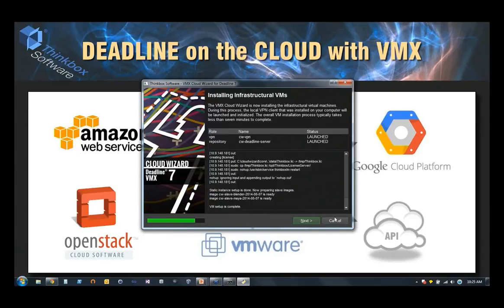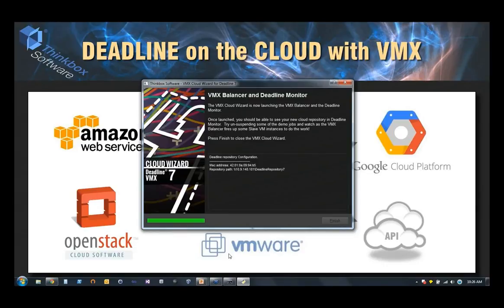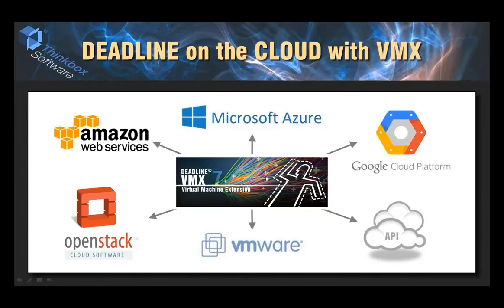All right, I heard another chime, so that must mean that the wizard is done with that stuff. It is, so let's continue on. So the last thing that the wizard is going to do, now that it's essentially installed a render farm on the cloud, is it's going to configure my local copy of VMX Balancer, which I'll talk about in a moment, and Monitor to talk to the cloud repository that it just set up. So I'm going to click Next, and then that's going to start. And probably while I'm talking, we're going to see the splash screens for those programs pop up as the wizard launches them. But I'm going to continue.